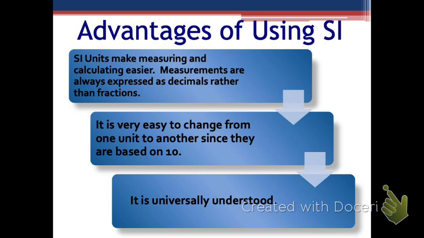With the US system, there's not a consistent base for our conversions, right? There's 12 inches in a foot. There's 3 feet in a yard, right? There's 1,500 or so yards in a mile, right? Nothing is really consistent with the US measurement system.